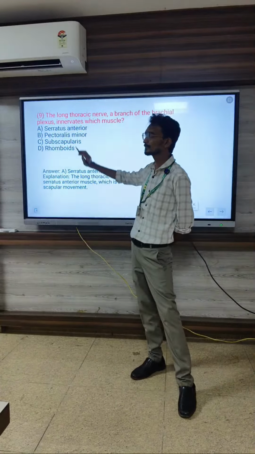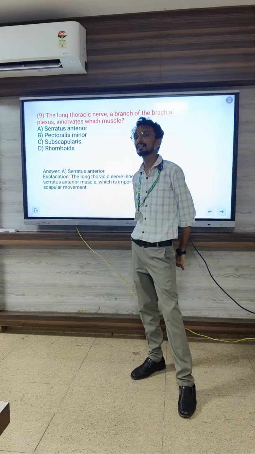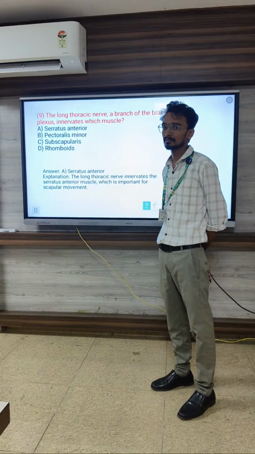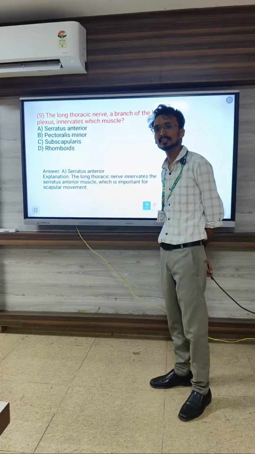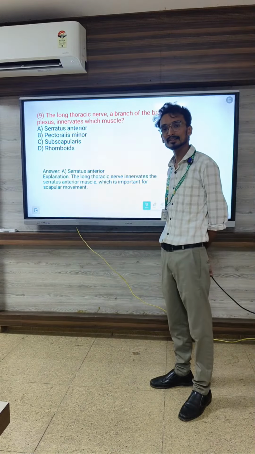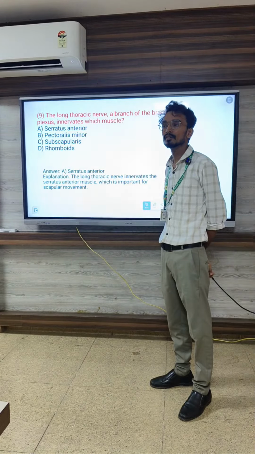Going to the pectoralis minor, it is supplied by the lateral and medial pectoral nerves. Whereas the subscapularis is supplied by the subscapular nerve. And the rhomboid muscle is supplied by the nerve to subclavius.